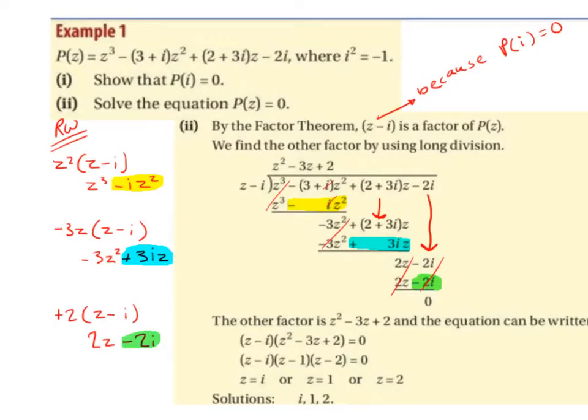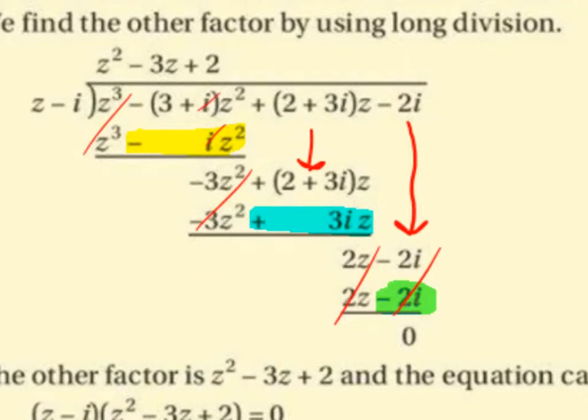So we go back to our rough work. −3z times (z − i) is −3z² + 3iz. And we write this down underneath our bus stop. So the −3z² cancel. The 3iz and the 3iz cancel. And we're left with 2 multiplied by z, which is 2z.